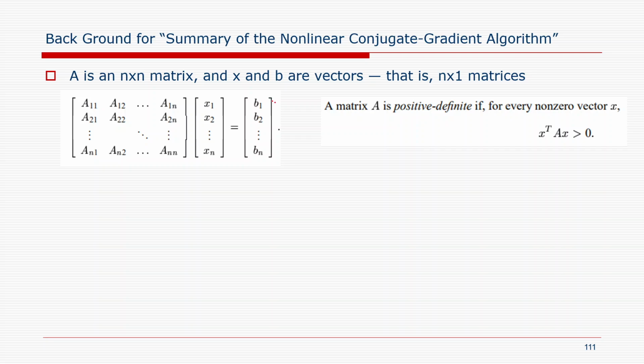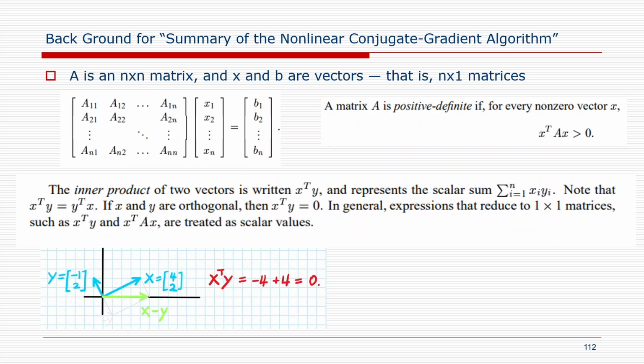Now, as I said, A is an n cross n matrix. x and b are vectors of n cross 1, and we assume that A is symmetric and also positive definite. Why positive definite? Because x transpose A x will always lead to a value which is greater than 0. It will not be 0, it will be greater than 0. That's why we call the matrix A positive definite.